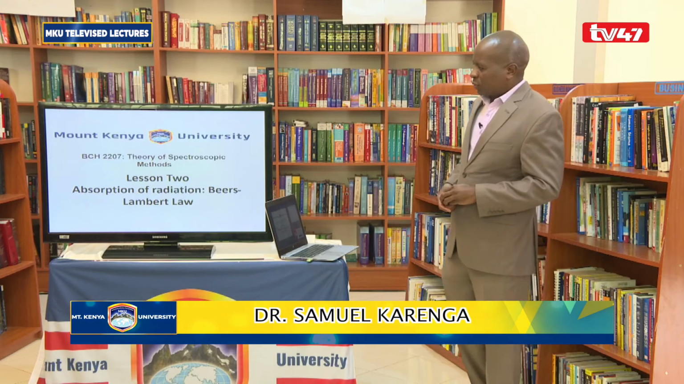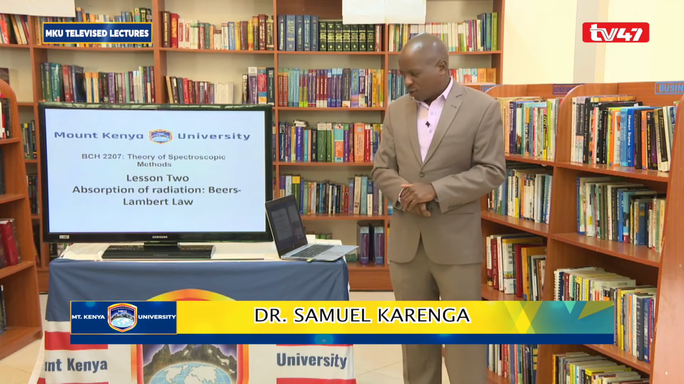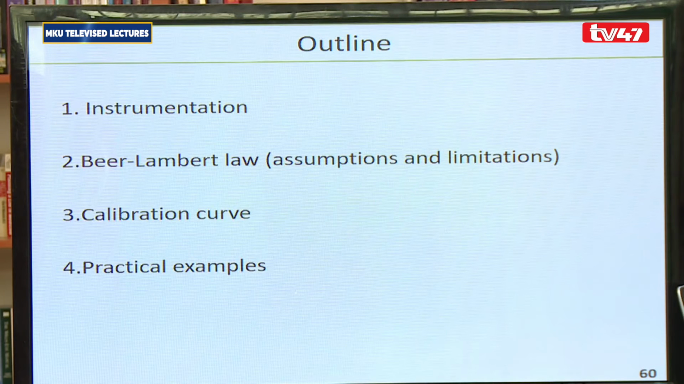So in lesson 2, we will be looking at the absorption of radiation, and we are looking at the Beer-Lambert Law. In this class, we look at the instrumentation. We'll also look at the law itself, its assumptions, and its limitations. We'll also look at how we come up with calibration curves that are going to help us in quantitative analysis. And we'll also look at practical examples on application of the Beer-Lambert Law.